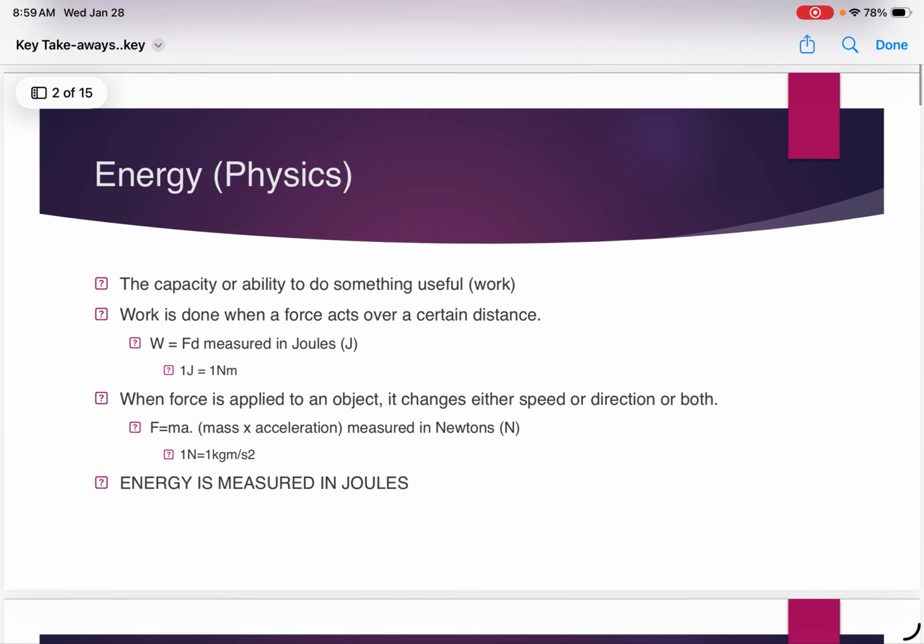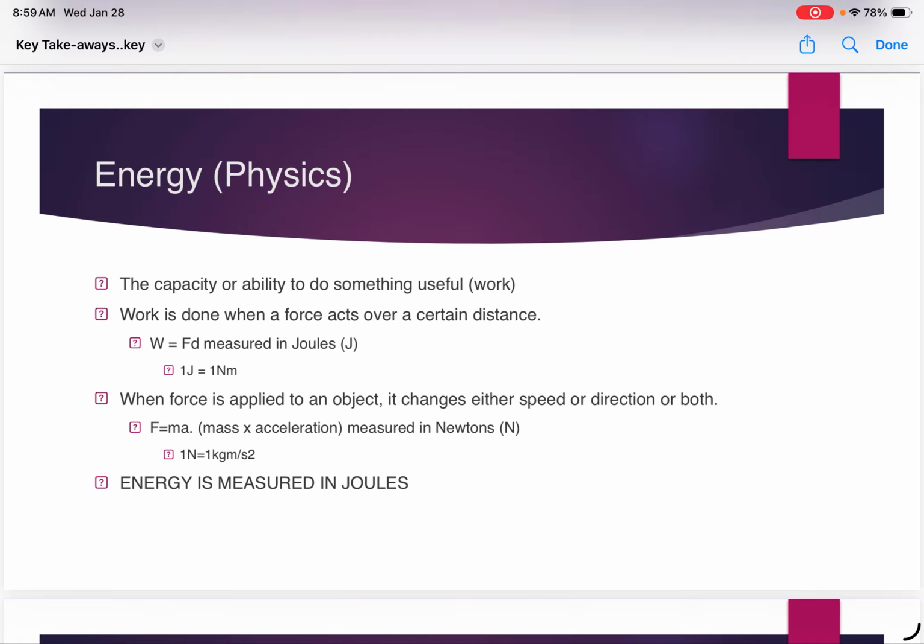So just to refresh a little bit, from physics, which you probably took a little bit of in 7th or 8th grade, we talk about what work is. Energy is the capacity or ability to do something useful. In physics, they define that as work, the ability to do work. Work is done when a force acts over a certain distance. So work is force times distance and is measured in joules, or a joule is a Newton meter.